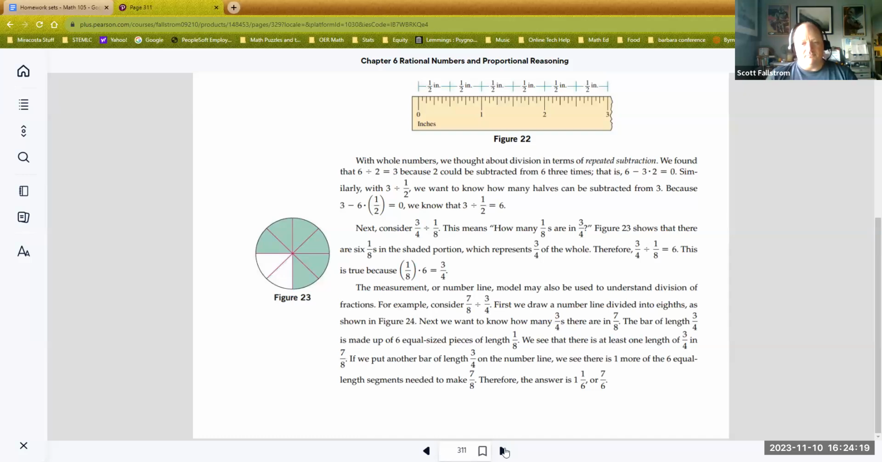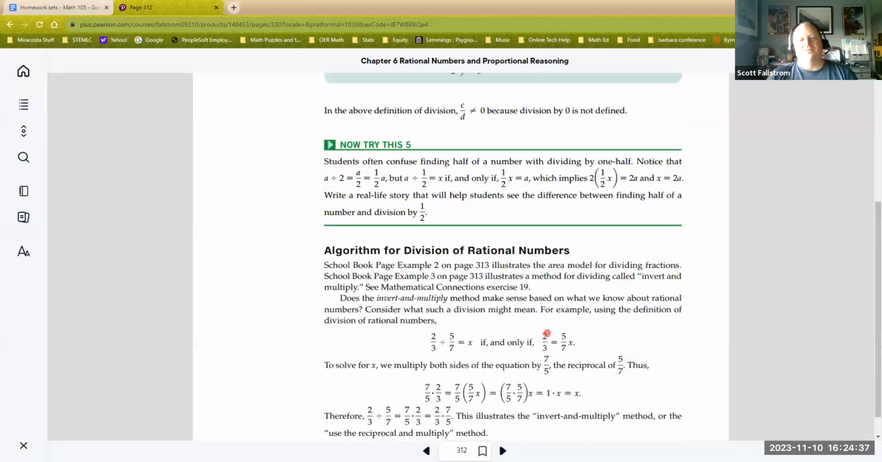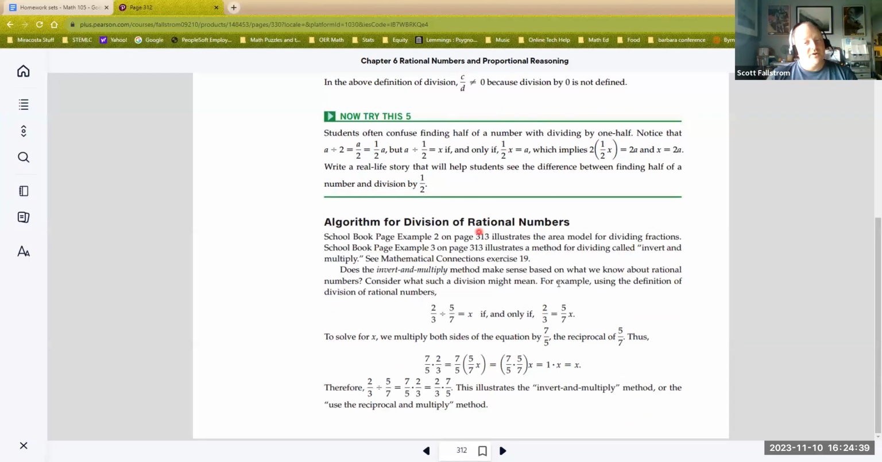So let's take a look here. Division of rational numbers. Then a divided by b, a over b divided by c over d equals e over f, if and only if e over f is the unique rational number that you can multiply to get back to a over b. All right, so now what's an algorithm for division?